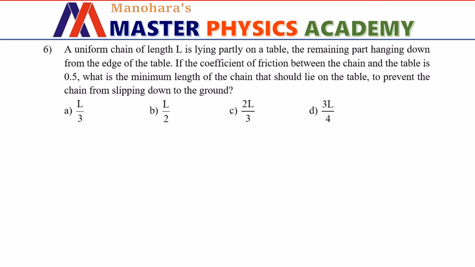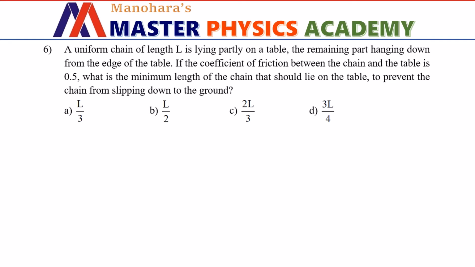A uniform chain of length L is lying partly on a table, the remaining part hanging down from the edge of the table. If the coefficient of friction between the chain and the table is 0.5, what is the minimum length of the chain that should lie on the table to prevent the chain from slipping down to the ground?